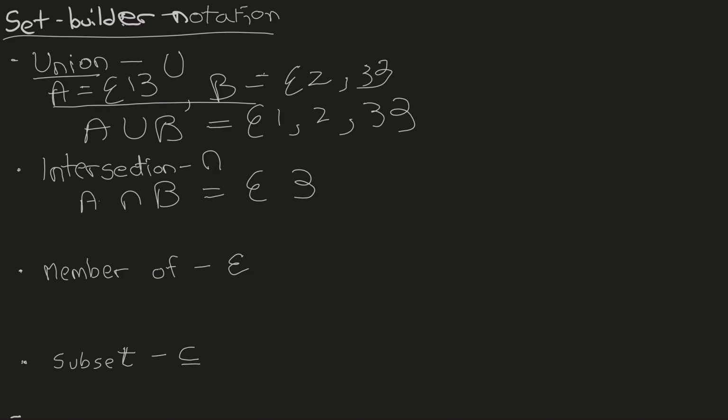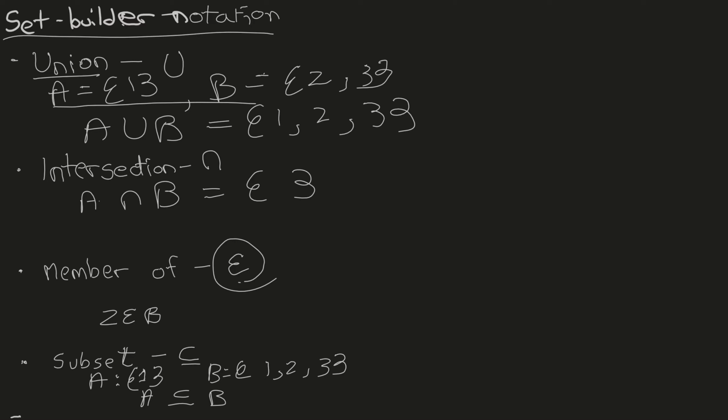The next symbol is this, which means member of. For example, in our case, 2 is a member of B. And the next one we look at is subset. For example, if we define A to be 1 and B to be 1, 2, 3, then A is a subset of B because the elements which are in A are also included in B. So A is a subset of B.